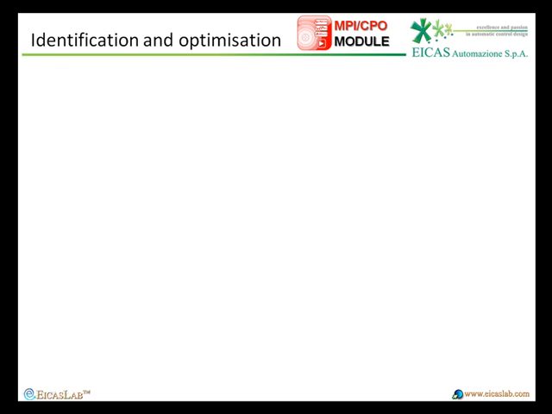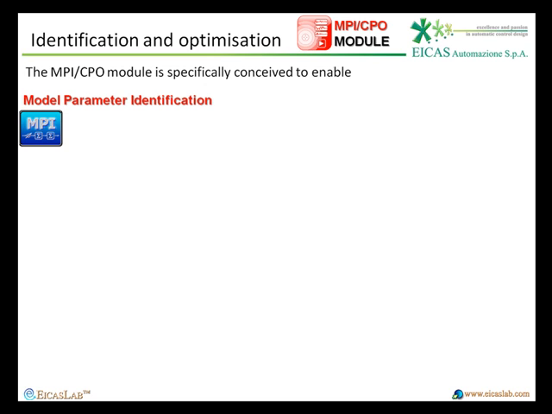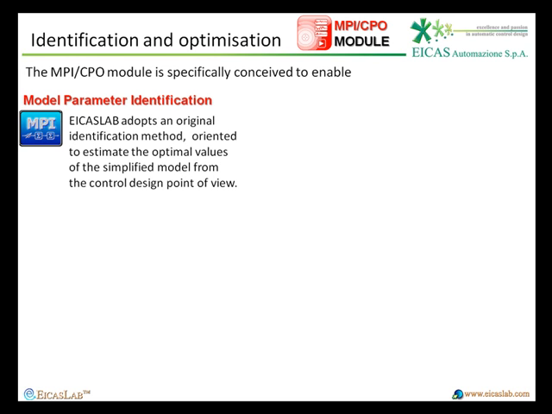Let's move to a special advanced feature in EICASLab dealing with the identification and optimization task. Thanks to the EICASLab MPI-CPO module, you can easily and quickly perform the model parameter identification and the control parameter optimization. The model parameter identification adopts an original identification method oriented to estimate the optimal values of the simplified model from the control design point of view.